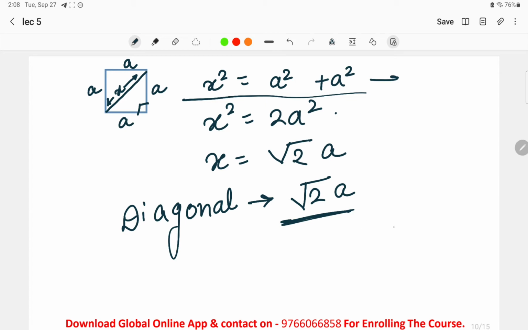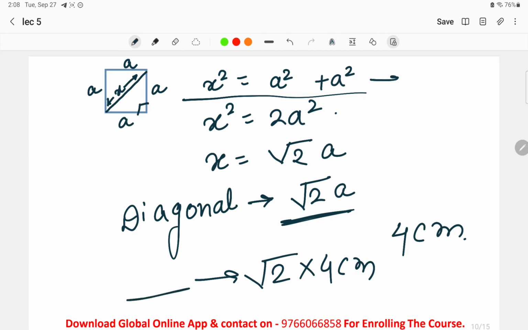So basically the side given was 4 centimeter or 4 meter, whatever the side is given. If we take 4 centimeter, then we get 4 into under root of 2 centimeter. This is equal to the diagonal of the square. In this way we can find the answer.